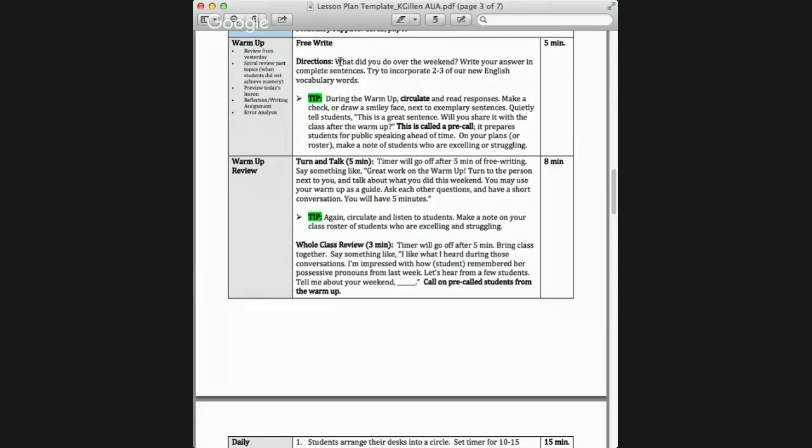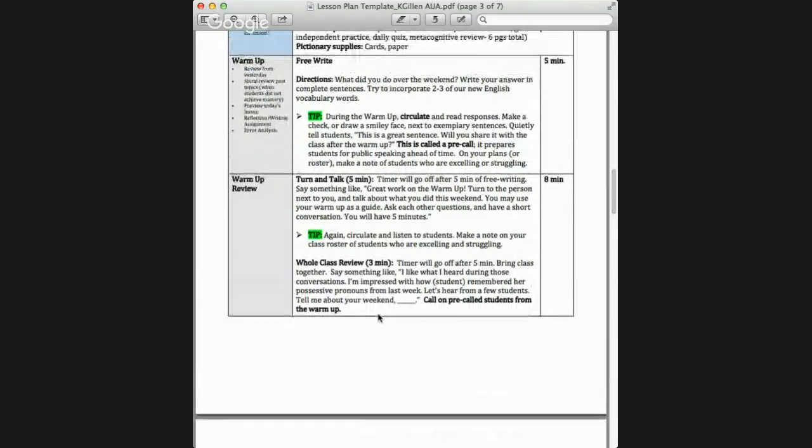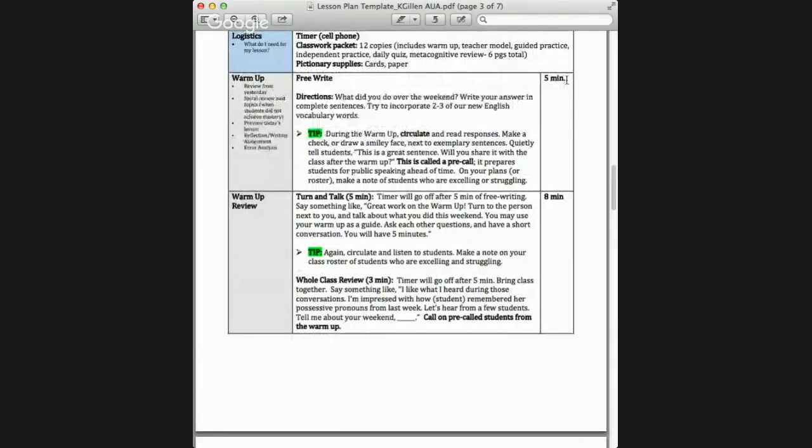So you might even want to tell your students, this is a great sentence, I'm going to ask you to share that with the class. This is called a pre-call in the teaching world. Essentially you're pre-calling on your students. So as you're walking around and circulating, you're going to pre-call students and also jot down who is excelling and who is struggling.